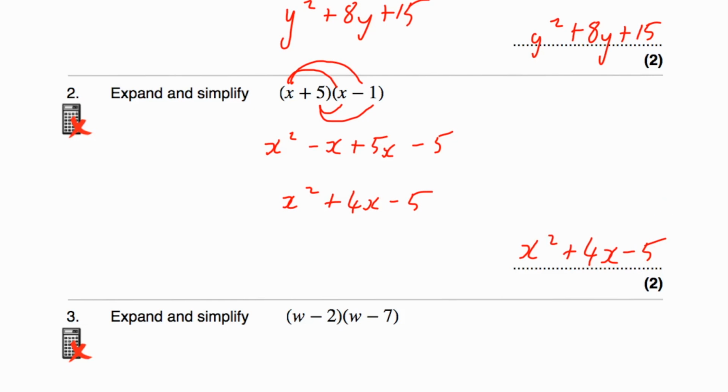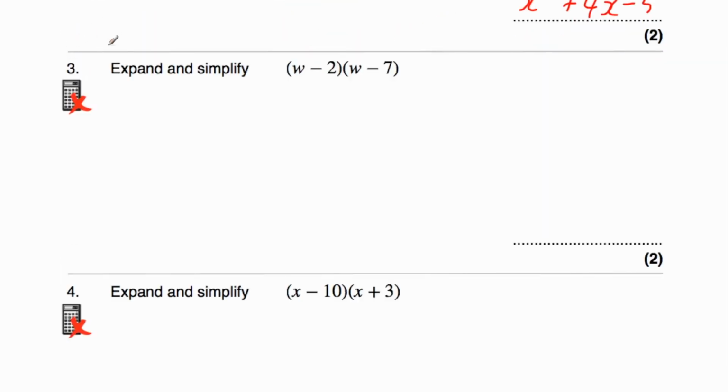Okay, let's have a look at question number 3. Question number 3, we've been asked to expand and simplify w minus 2, w minus 7. So we need to multiply everything together. So w times w is w squared. W times minus 7 would be minus 7w. Minus 2 times w would be minus 2w.